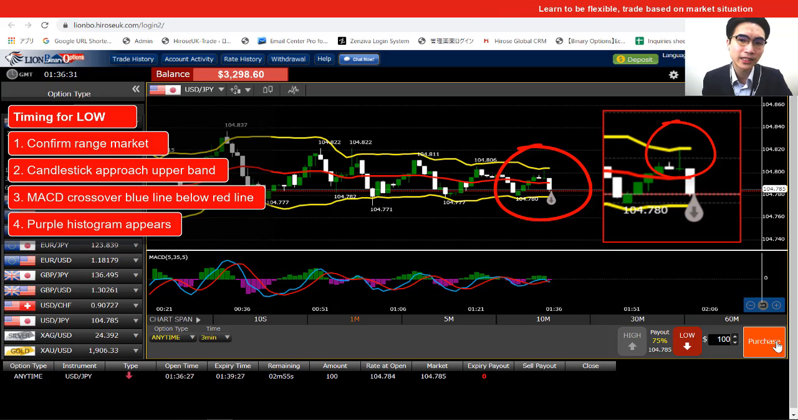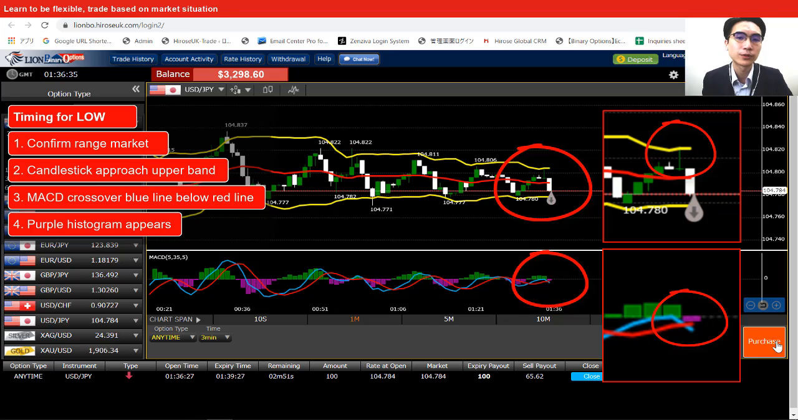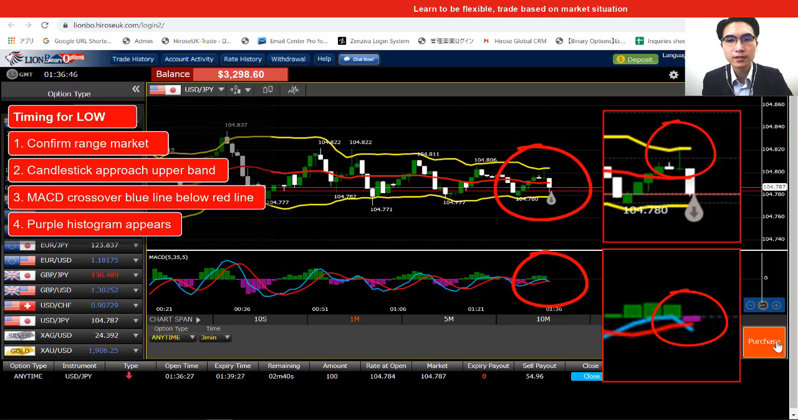The candlestick touches the upper band, and then I move on to the MACD, and the two lines in MACD crossover. The blue line is now below the red line, and I did have a purple histogram, so that's why I opened a low option there.